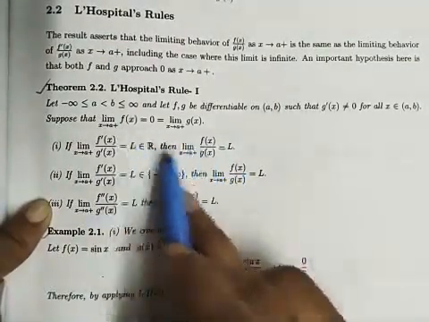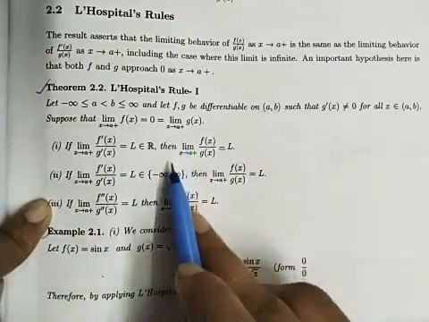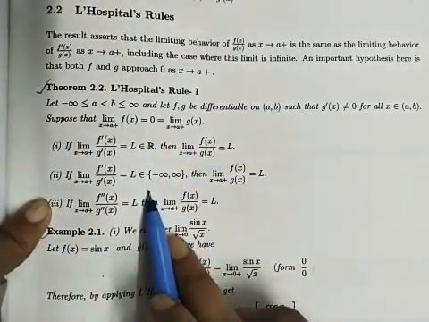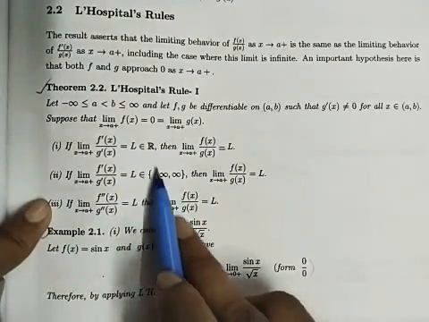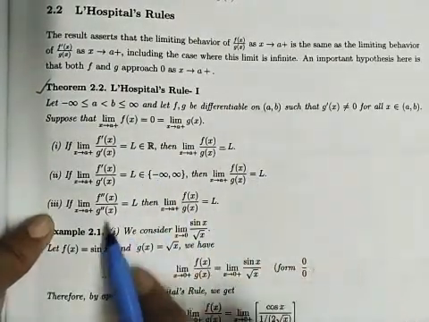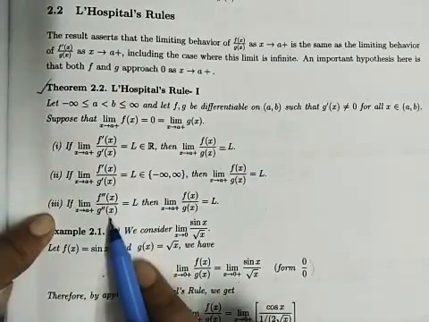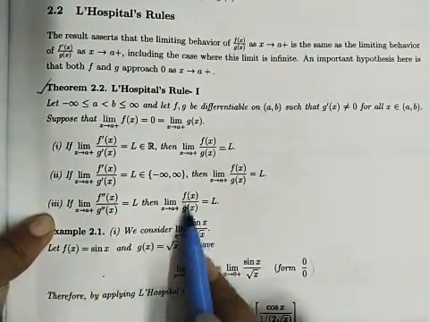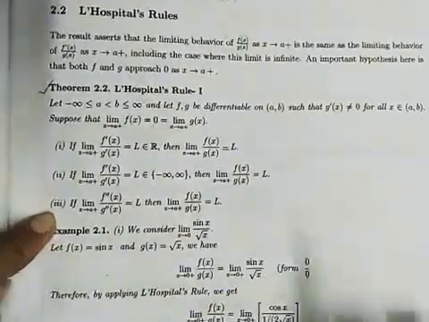What is given? f(a) and g(a) both are 0. So the same statement here. Here L belongs to R, then the limit of f upon g is L. If the limit of f' upon g' is L, then also the limit of f upon g is L. Let us solve an example.